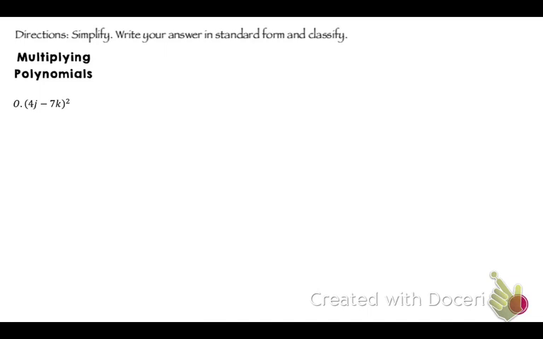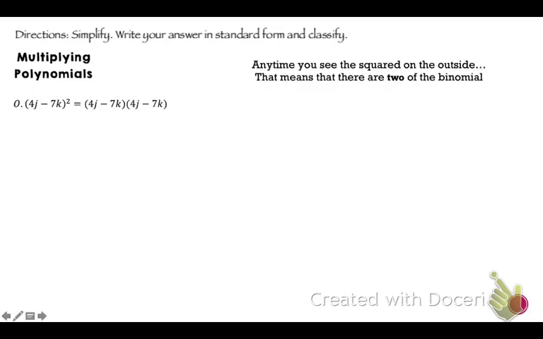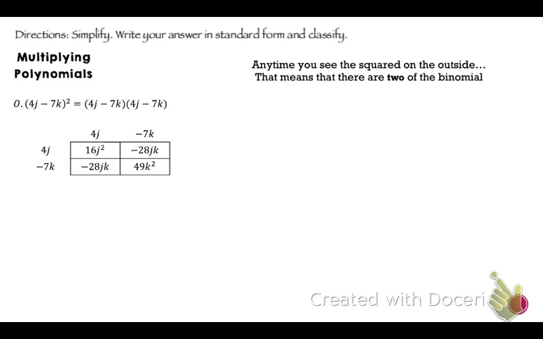So this one, 4j minus 7k squared. Now that squared means we have 2 of them. Okay, you cannot just distribute that in. Does not work like that. That squared means that we have 2 of them. So that means we have 4j minus 7k times 4j minus 7k. Then we can multiply that out. I'm going to use the box. So that's going to be 16j squared minus 28jk minus 28jk plus 49k squared. And you get 16j squared minus 56jk plus 49k squared. There's something special about this. Okay?